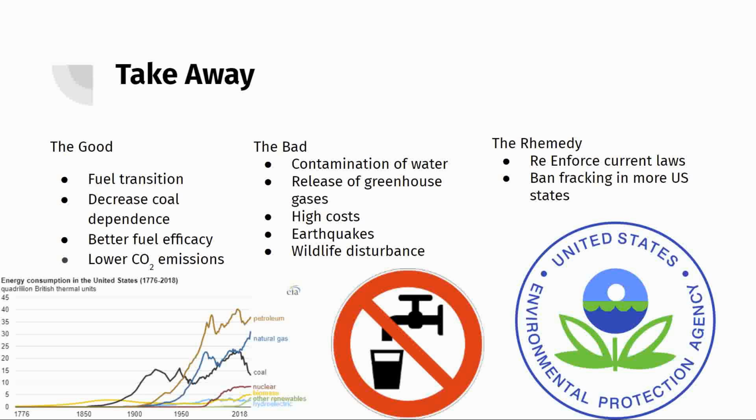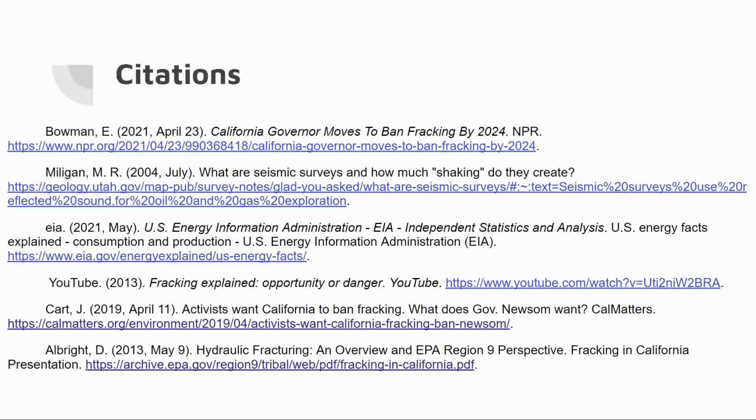We can either work on creating better laws that prevent such destruction from fracking by making them take accountability, or just altogether ban fracking. For the best interest of humans and the environment, fracking should be dumped and traded in for a more renewable energy source. This concludes my presentation on fracking in the United States.